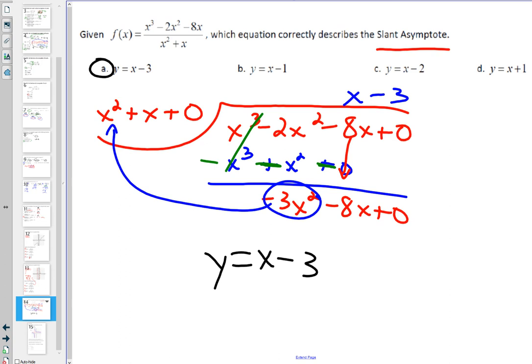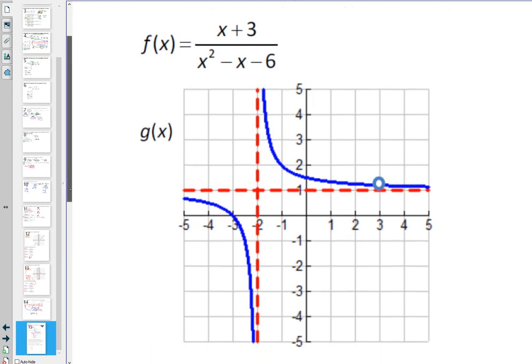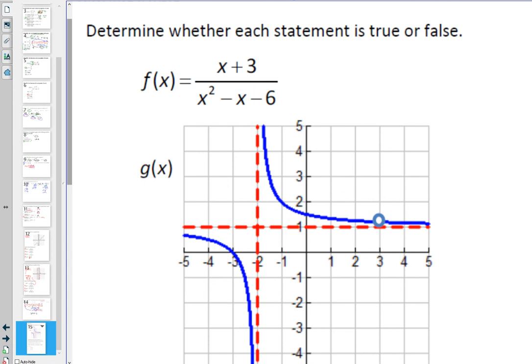Questions? Okay, and then finally the last one, so we'll be able to get to it today. Is this true or false? Determine whether each statement is true or false. See, so maybe the format might have gotten you here.